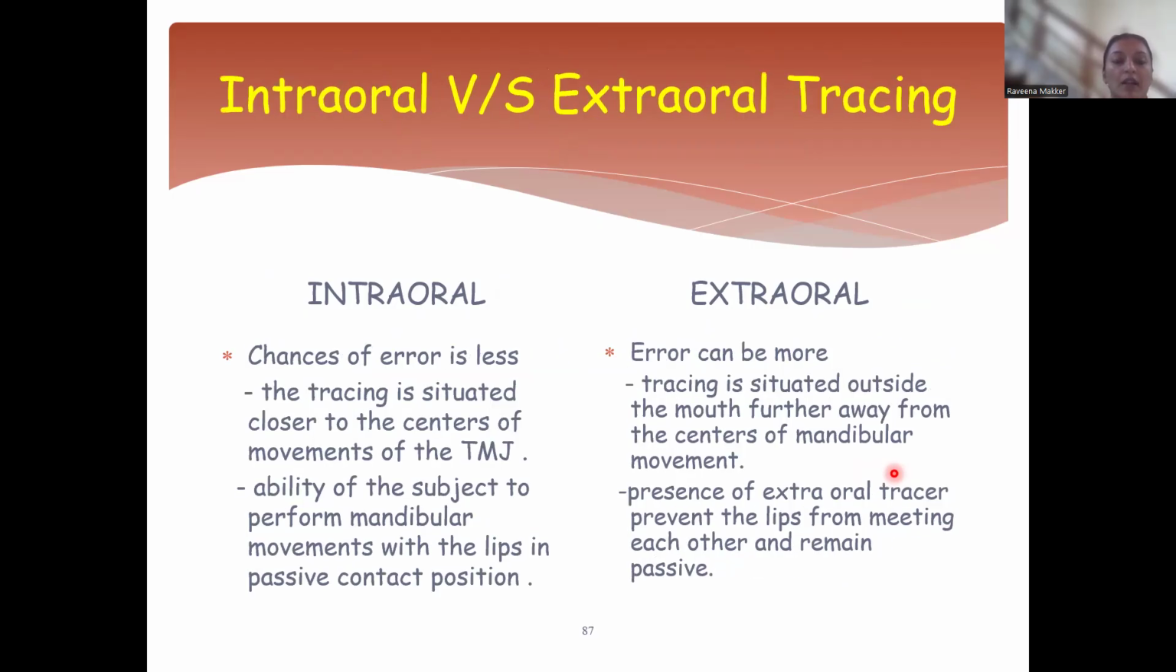Then in intraoral, chances of error are less as the tracing is situated closer to the centers of movement of the temporomandibular joint, and the subject is able to perform mandibular movements with the lips in passive contact position. However, in extraoral, errors can be more as the tracing is situated outside the mouth, further away from the centers of mandibular movement. And because of the presence of the extraoral tracer, the lips are prevented from meeting each other and remaining passive.